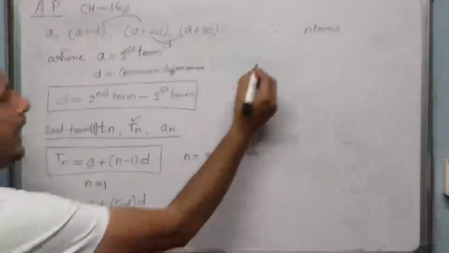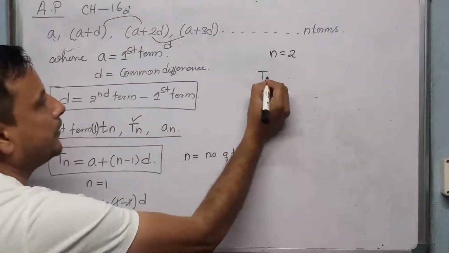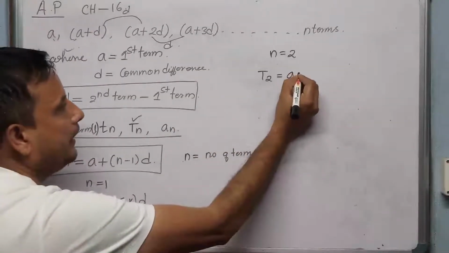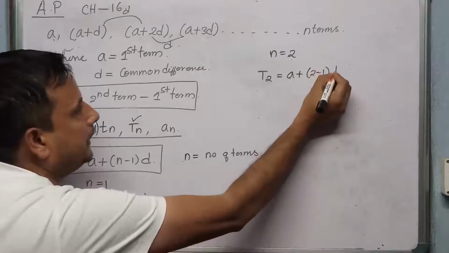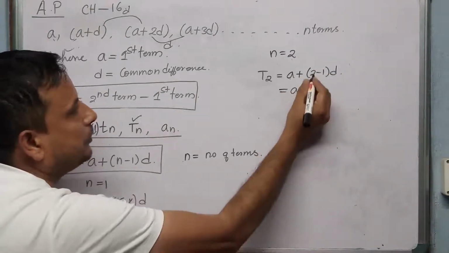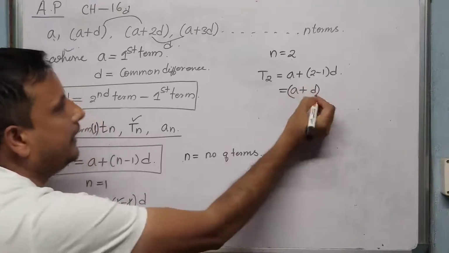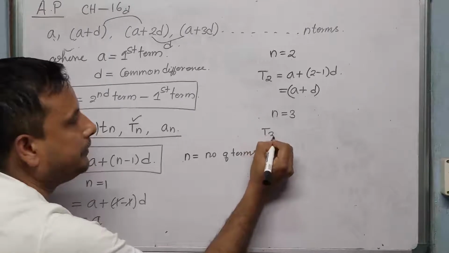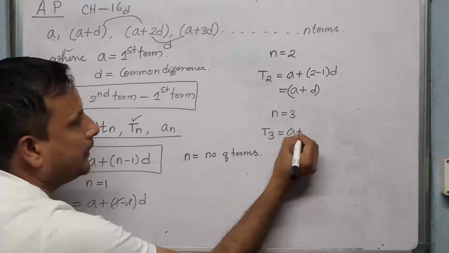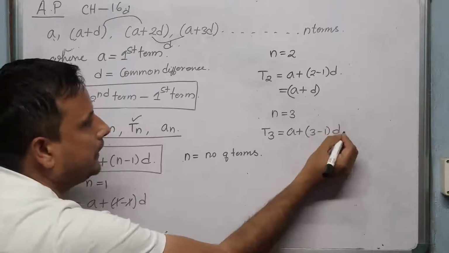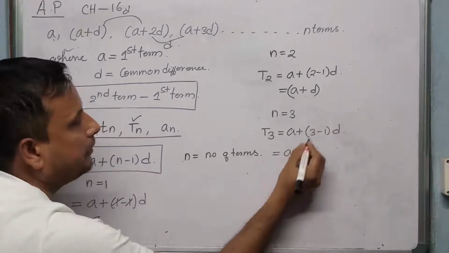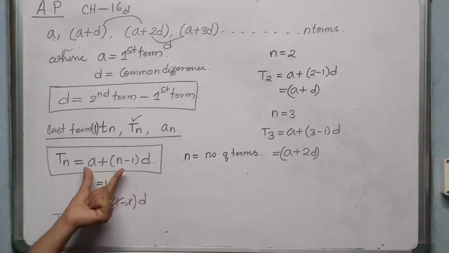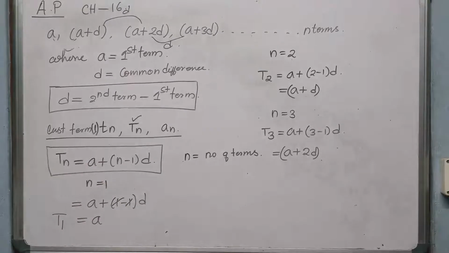Similarly, if I consider n equals 2, t2, then substituting in this formula, a plus 2 minus 1 into d. 2 minus 1 is 1, 1 into d. It represents the second term. Similarly, if I consider n equals 3, t3, a plus 3 minus 1 into d. This is a plus 2d. It represents the third term. That means this formula represents all the terms of an AP.